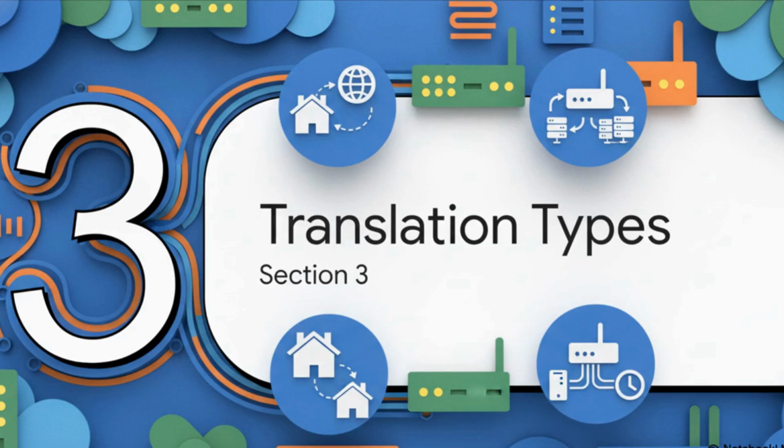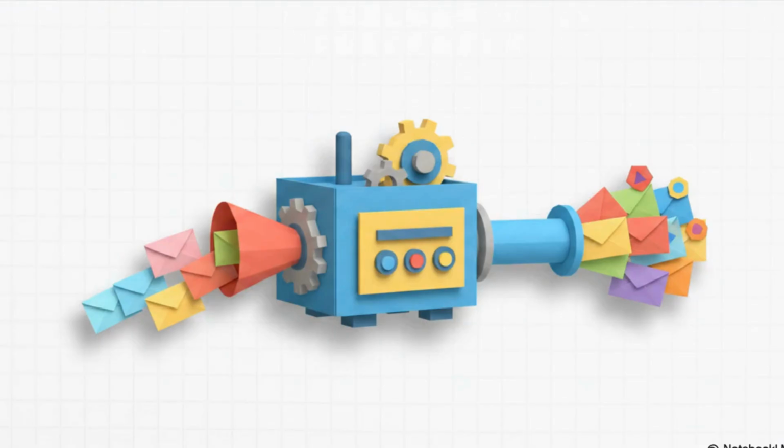Section 3, 3 types of translation. All right, let's pick the energy back up for a quick fire round, because routers use a few different flavors of translation depending on the network's exact needs. The first one, and honestly by far the most crucial for our daily lives, is PAT, Port Address Translation. You'll also hear it called NAT overload.